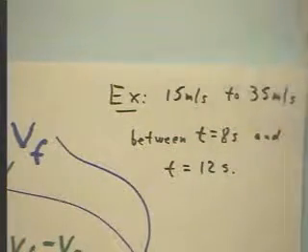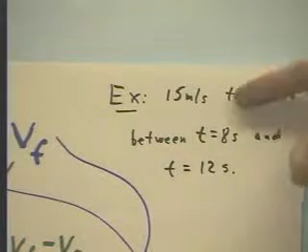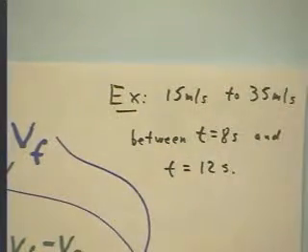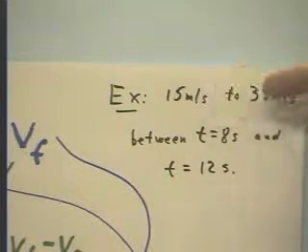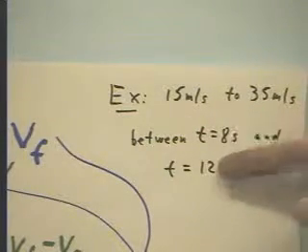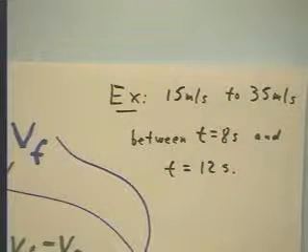We add the 15 and the 35, and we get 50 divided by 2, we get 25. That's halfway between 15 and 35 meters per second. We can also determine that the change in velocity is 20 meters per second, and that takes place over a 4-second time interval. A 20 meter per second change in 4 seconds is an average rate of change of 5 meters per second per second.